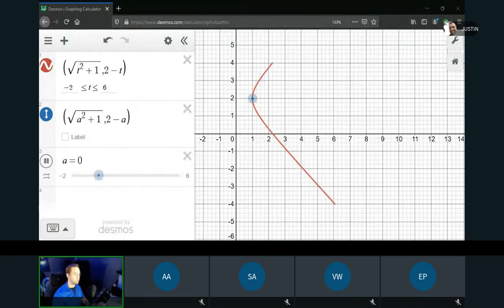I think it's pretty cool. I was super amused by this. Yeah, when things move, I think it's wow, it's moving. Anyway, so that's this graph graphed in Desmos.